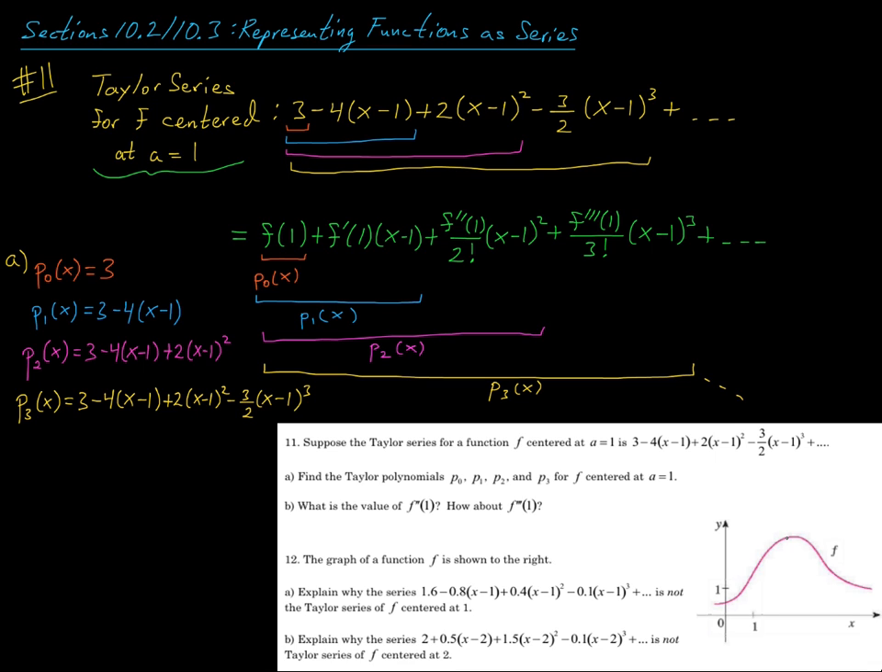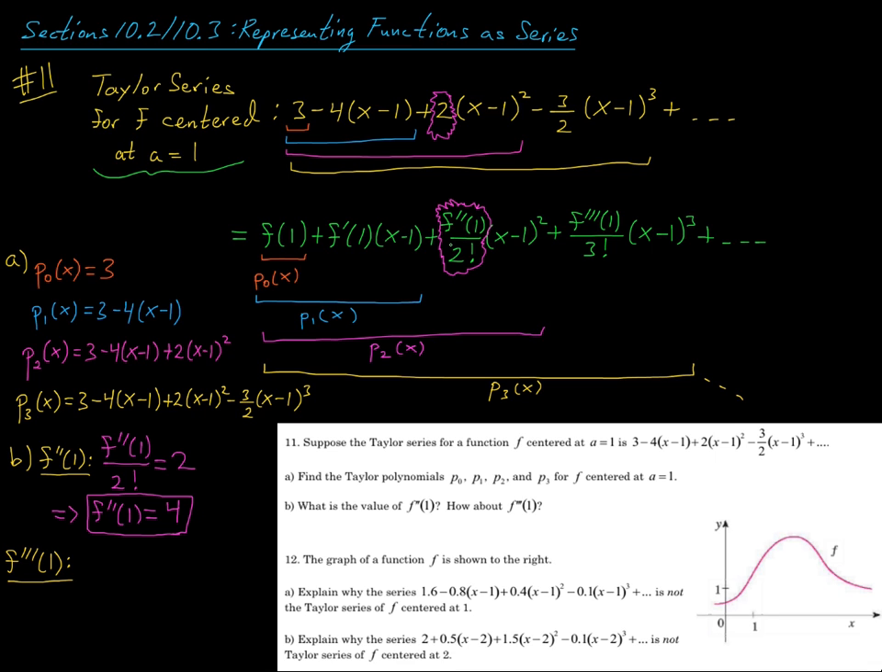How about f triple prime of 1? Well, the idea here to find f double prime of 1 is to first notice that f double prime of 1 shows up as part of the coefficient of x minus 1 squared in the general form of the Taylor series of f centered at a equals 1. And from the given series, we can see that that coefficient has to equal 2. So the idea here is to equate these two quantities. So in other words, f double prime of 1 over 2 factorial must equal 2. And now if you multiply both sides by 2 factorial, you can conclude that f double prime of 1 is equal to 4.